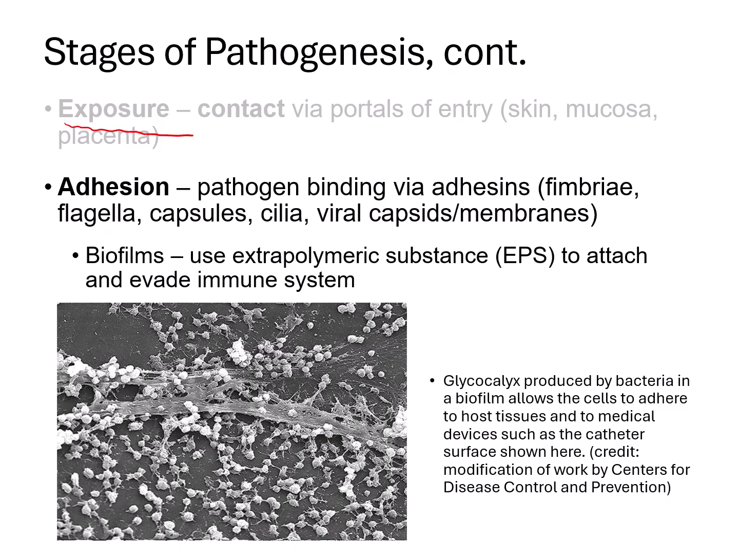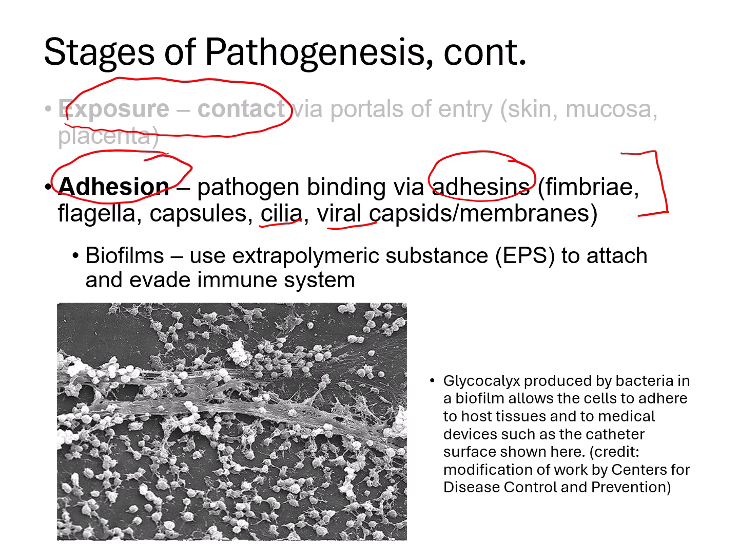After exposure or contact with a host, now the pathogens have to attach to us, to attach to the host cells using adhesins. And these might be found on bacterial fimbriae or flagella or capsules. They might be found on eukaryotic cilia or the viral spike proteins. And this process is known as adhesion. This is how they stick to us. Some microbes can even form biofilms like the one shown here below. That helps them anchor to tissues or medical devices like catheters and also helps them resist immune attack.